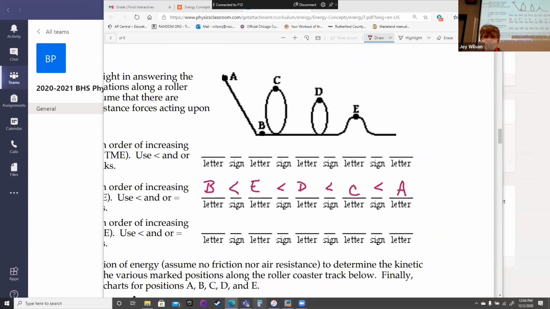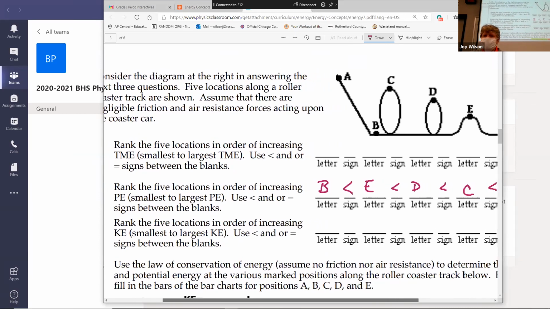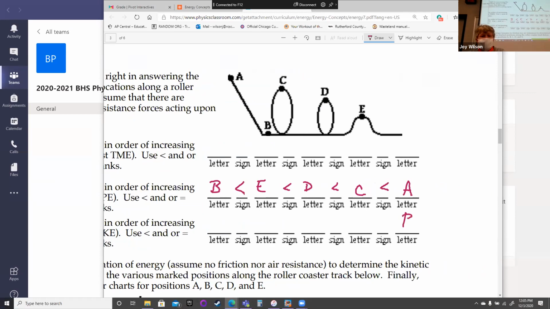Okay, number 9 asks us to do the same thing, but with kinetic energy. All right, so for kinetic energy we're going to have to think about speed. Where would our roller coaster be going fastest? A. At the bottom of the first hill. Why? Because as you come down the hill, your potential energy is turning into kinetic energy. So you're going to have the most kinetic energy at the bottom of the steepest hill. So this would be the biggest, nope, this one goes from smallest to largest. So our biggest one this time is B.